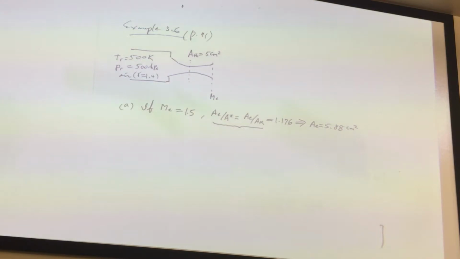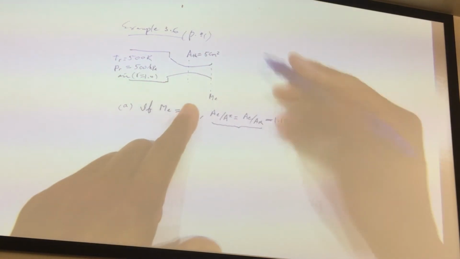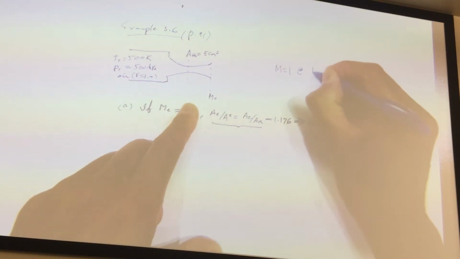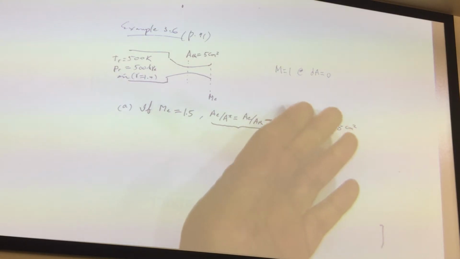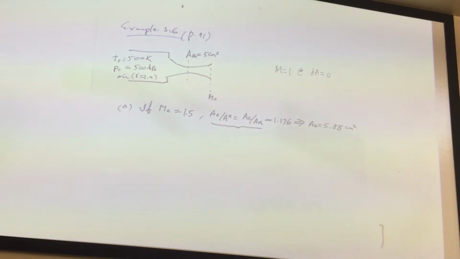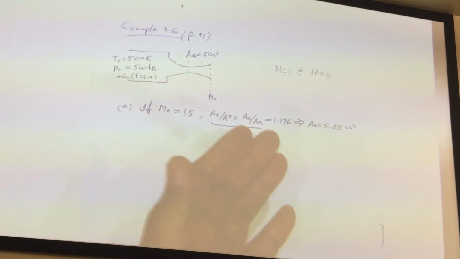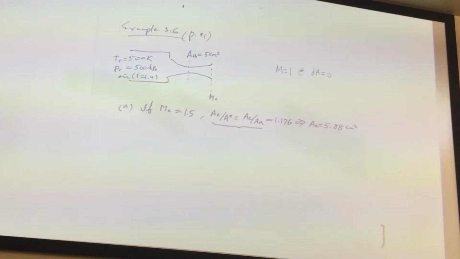Exactly. Because where can dA be 0? Mach 1 occurs at the throat, right? That's what we said. All this math means something. You don't just guess it. How can dA be equal to 0? dA equal to 0 means the slope is equal to 0. The slope equal to 0 means it's either maximum or minimum. And in a converging-diverging nozzle it means minimum. And where is the area that is minimum? The throat.